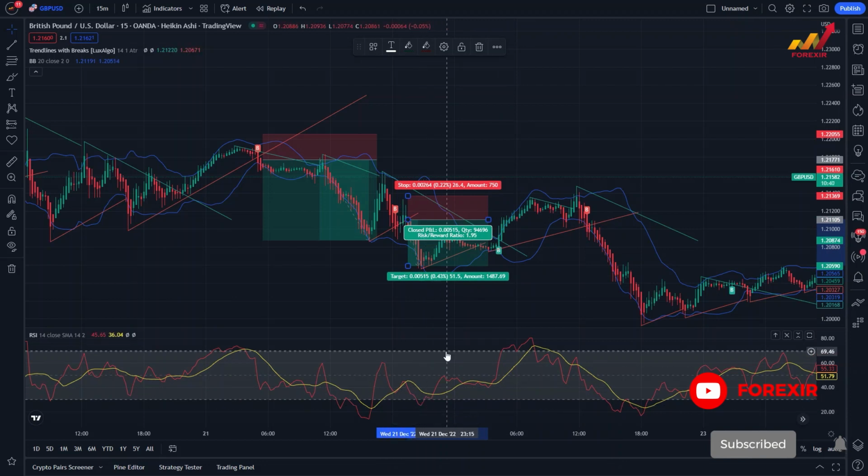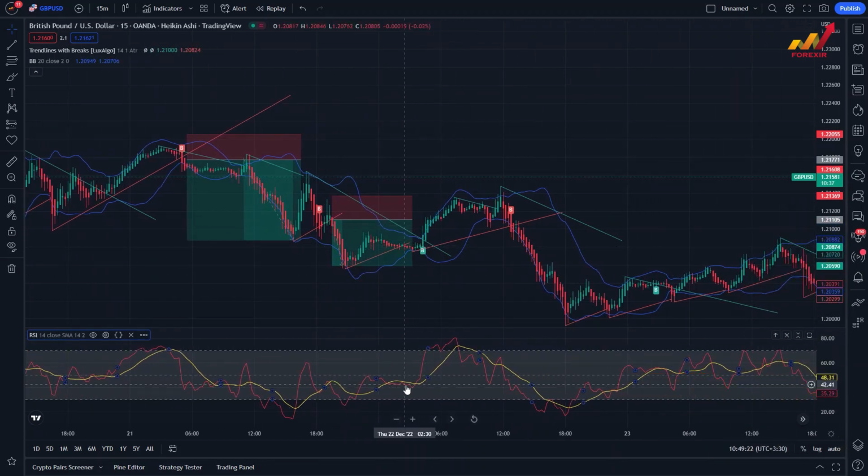The price has reached the oversold zone. We can enter a buy position after the green trend line breaks.